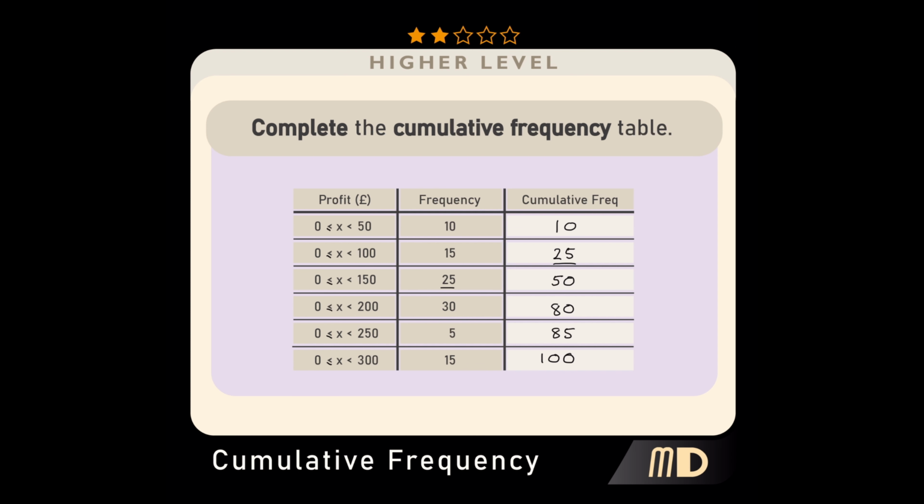So the values of cumulative frequency entered into our table, and the answer to the first part of this question, are 10, 25, 50, 80, 85, and 100.